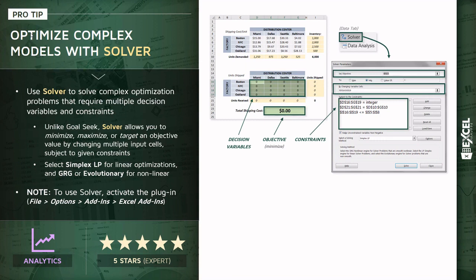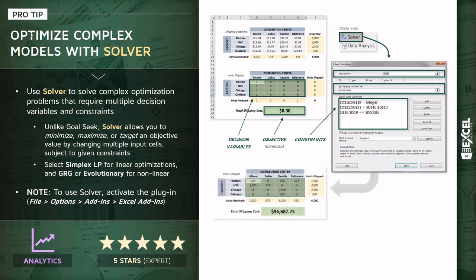So now that we've set our objective, our decision variables, and our constraints, we can go ahead and click Solve and check it out. Excel will populate all of the values in those decision variables to minimize our bottom line shipping cost. So here we see that we're shipping 225 units from Boston to Miami. We're shipping 975 from New York City to Dallas, 500 from Oakland to Seattle. And at the end of the day, we're meeting the demand. We're shipping all 6,000 units. We're not exceeding our inventory at each factory. And our total shipping cost comes in at just under $97,000.